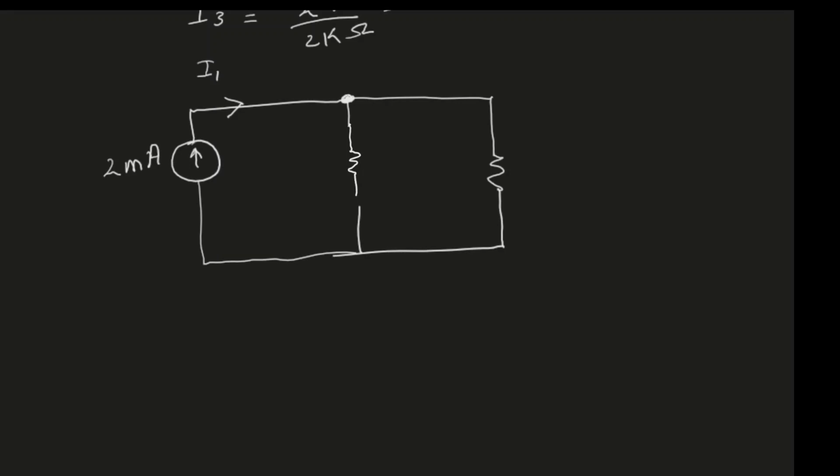So this was R2 and this was R3. And we said that R2 and R3 are both 2 kilo ohms. So we gave them equal resistances. And now I'm going to choose the current flowing in this direction, let's say. So I2 is entering the node and I3 is also entering the node. So I have chosen the opposite direction for I2 and I3.